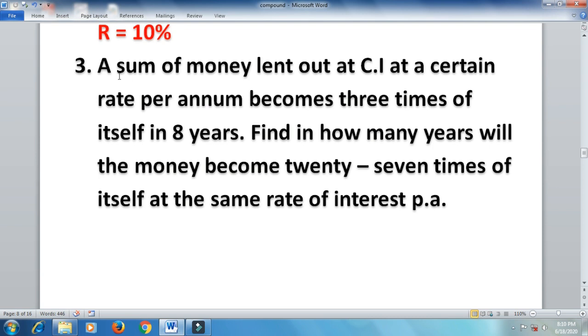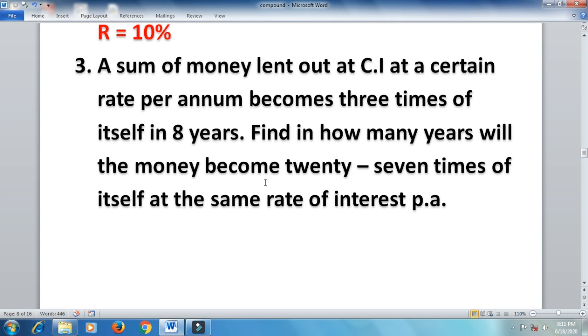A sum of money is lent out at compound interest. Rate of interest is not given, but the amount becomes 3 times the invested sum in 8 years. Similarly, in the question it is asked to find the number of years to make the sum equal to 27 times the invested money. That means after 8 years, the sum will be 3 times the invested amount. But in how many years will the sum be equal to 27 times the amount invested? In both cases, the rate of interest is the same.